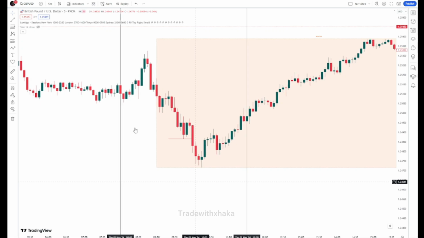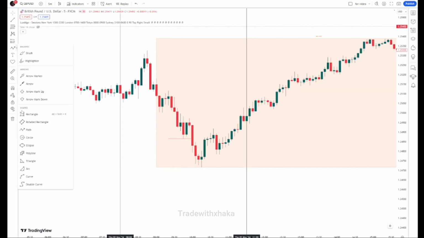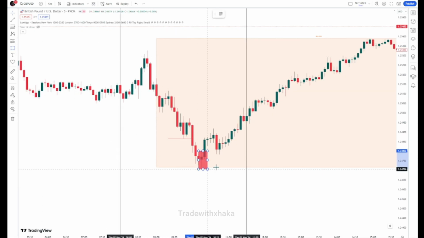So we are only looking for a retest. That's the only thing we are looking for now. We only need to see a retest back into the zone.